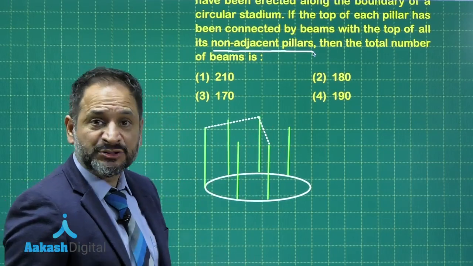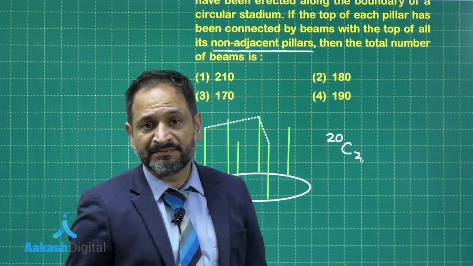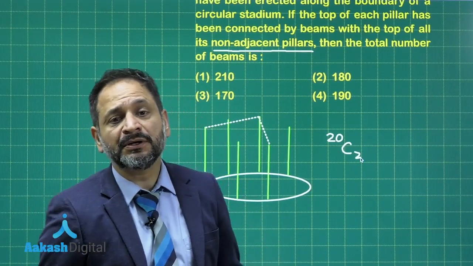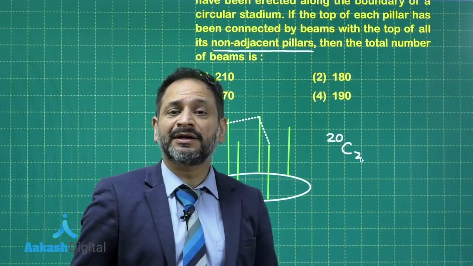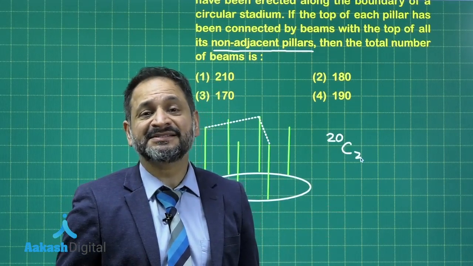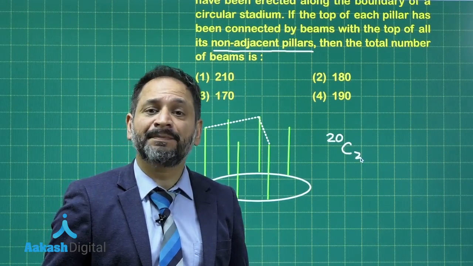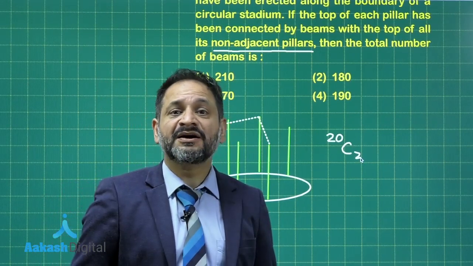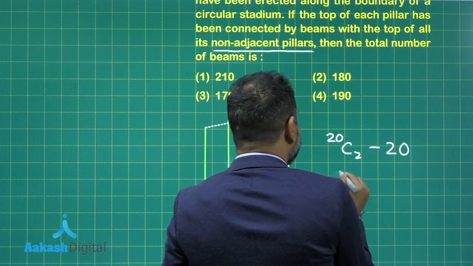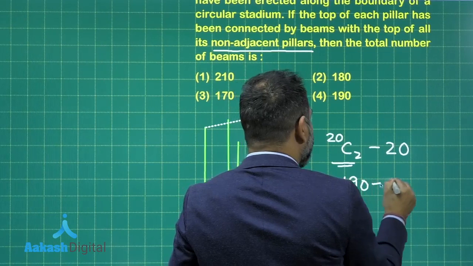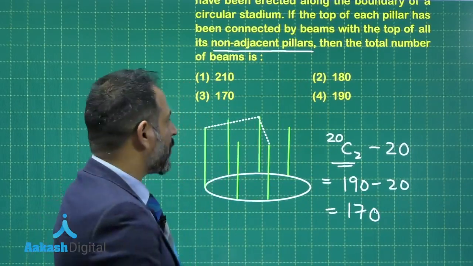Now if you select any two pillars out of 20, the number of ways will be 20C2. These will be the number of beams required to connect all the pillars. But since only non-adjacent pillars are to be connected, and this count includes the non-adjacent plus the adjacent pillars as well, we have to subtract the number of beams connecting the adjacent pillars. How many beams connect the adjacent pillars? That is 20. So we subtract 20 beams from 190, and the answer will be 170. So definitely third is the correct option here.